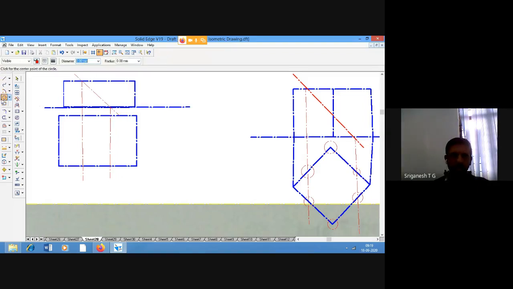How many cutting points are there? 1, 2, 3, and 4. 5 and 6, not there. I don't get it. Okay, right? So even if I'm going to do the cutting plane like this, and I'm going to take it over here on this particular edge, and here.